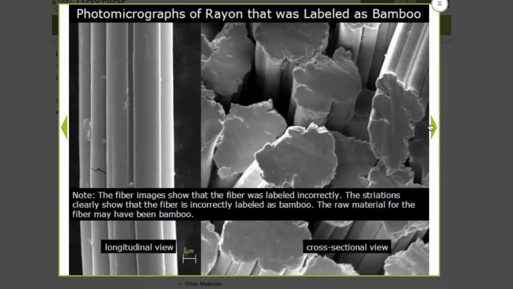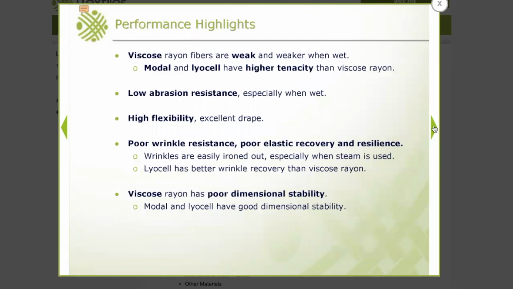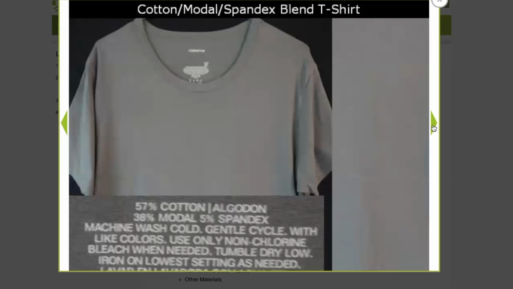Now, just to compare them, this is a rayon surface. This is the cross section of rayon. It's not perfectly round. But if you look at modal, for example, it's a little more round. Lyocell is pretty round in cross section. And they're all very lustrous fibers. And let me see, we talked about all of these. I'll show you some examples.